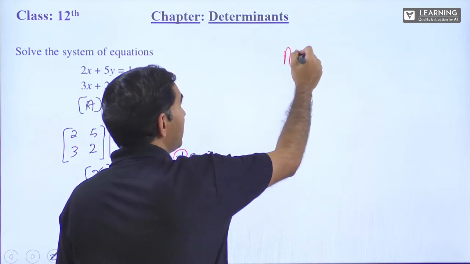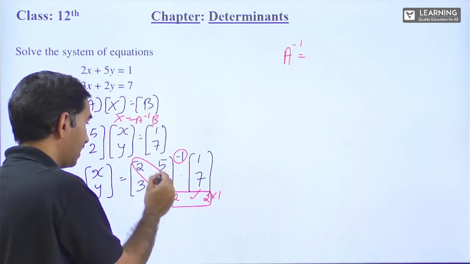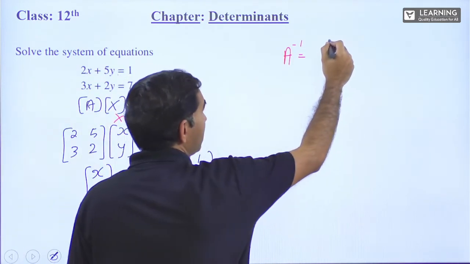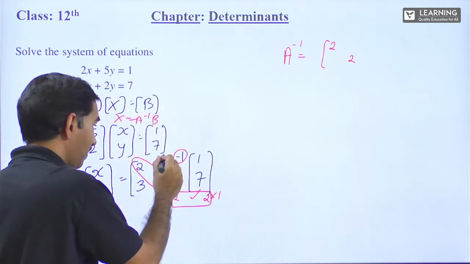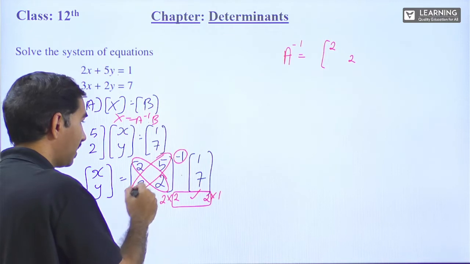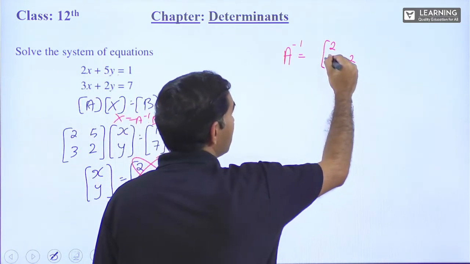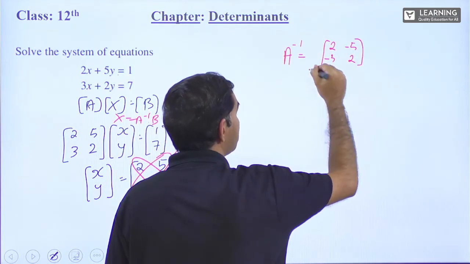So therefore we can write A inverse is equal to, what is adjoint of A? Interchange the principal diagonal elements. Both are the same, so write them as they are, 2 and 2. And interchange the signs of the other diagonal, the signs only. So this will become minus 3 and this will become minus 5.